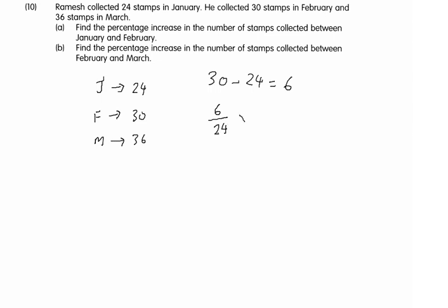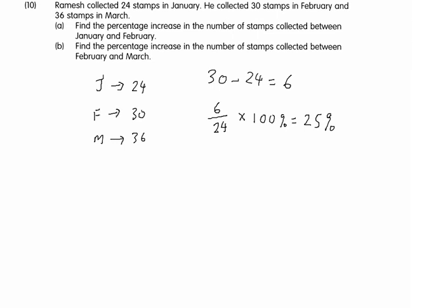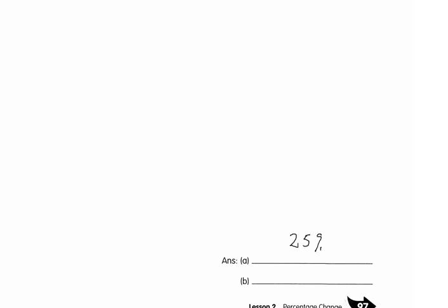Then I multiply by, Wendy, what should I do? 100%. And what do I get? Without using your calculator, of course. 25%, because 6 over 24 is 1 quarter. So it's 25% for the first answer. So the percentage sign is very important. You need to write your percentage sign.